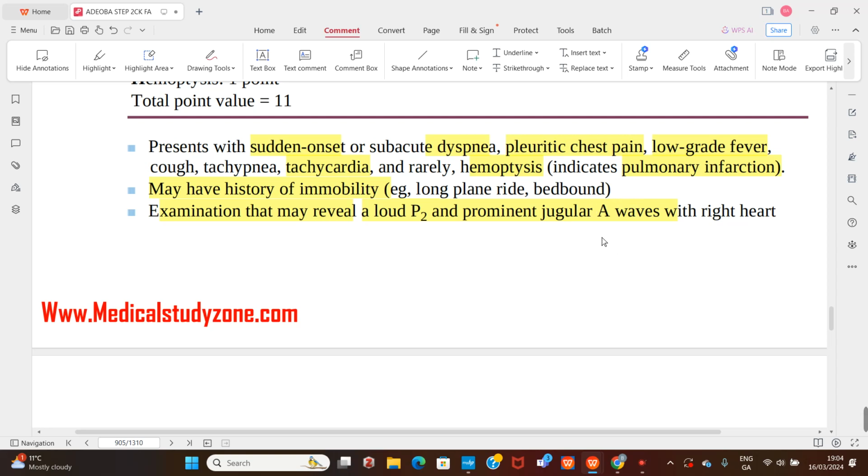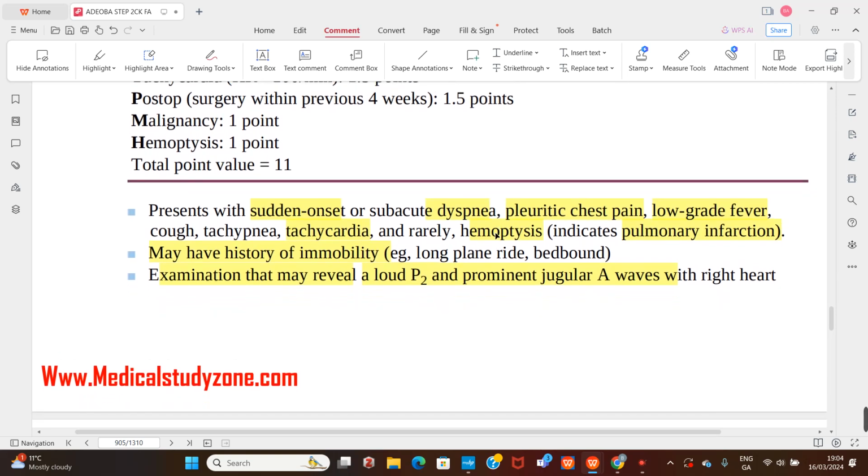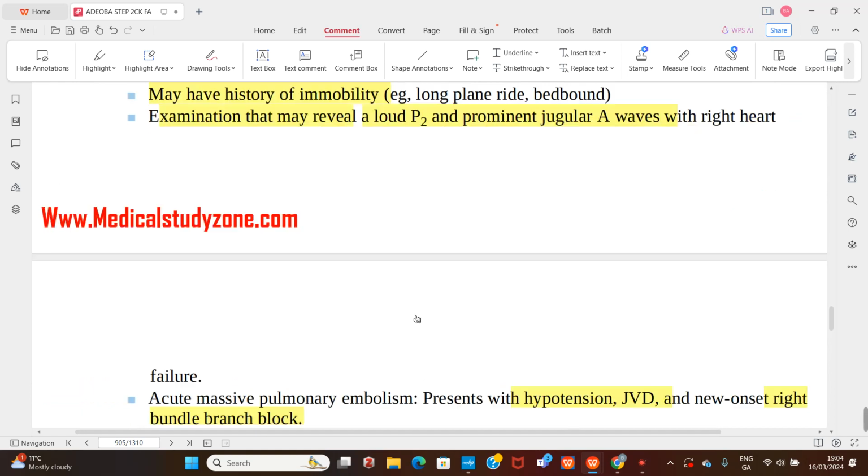So pressure within the atrium, so it's very, very big. Prominent A wave on jugular venous pressure. It's very classical too for somebody with pulmonary embolism. They have a loud P2, they have prominent A wave, particularly those with right heart failure.